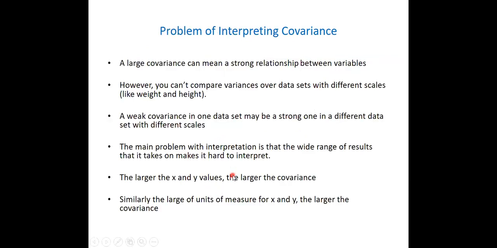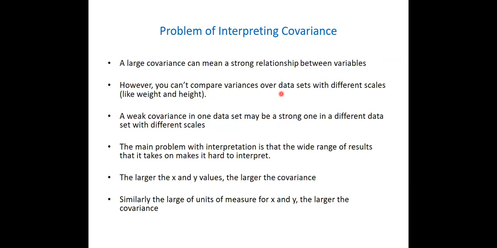But we have an issue with covariance. What is the problem with covariance? That is the problem that made the thinkers, the intelligent people, think of correlation. A large covariance can mean a strong relationship between variables. However, you can't compare covariances over data sets with different scales.